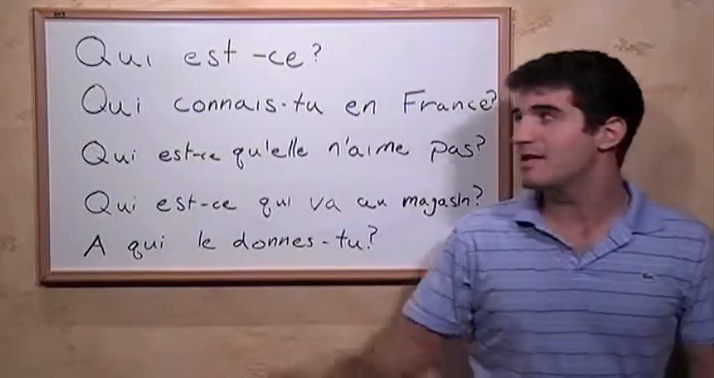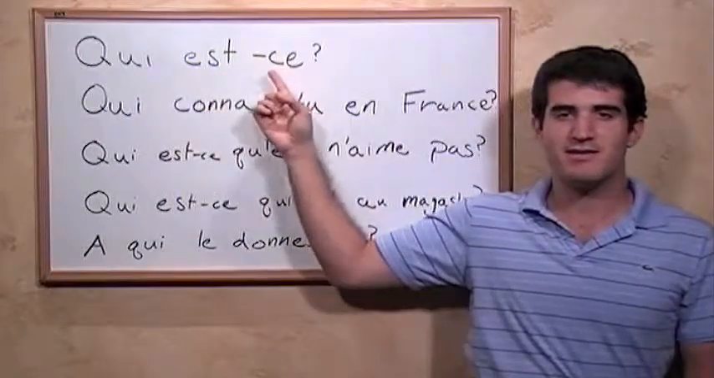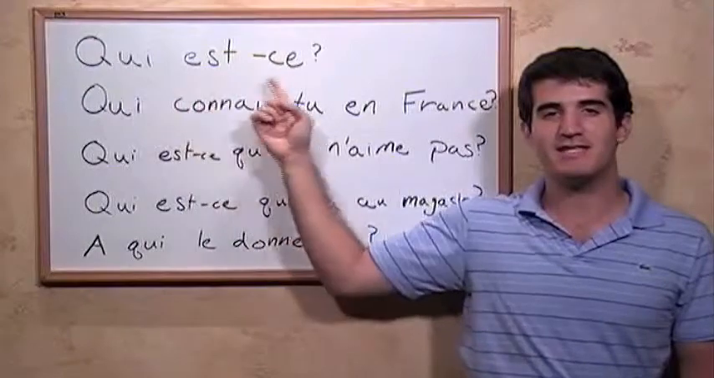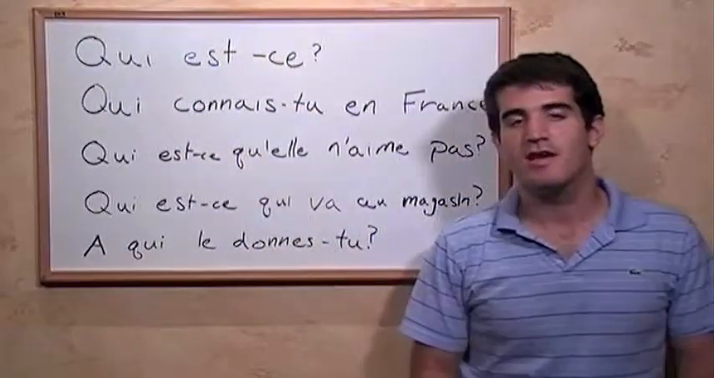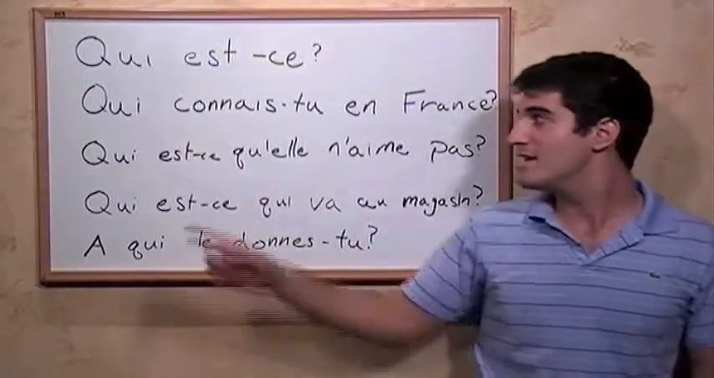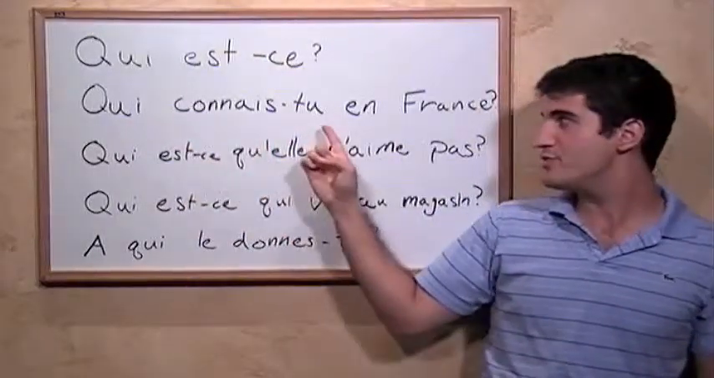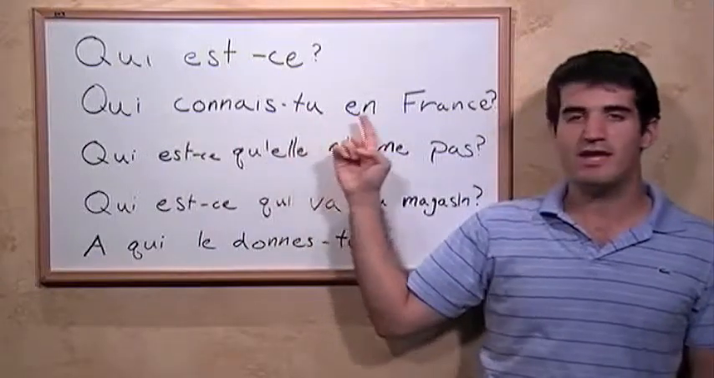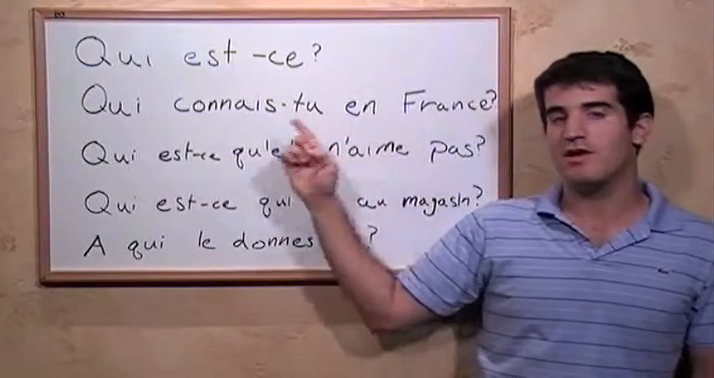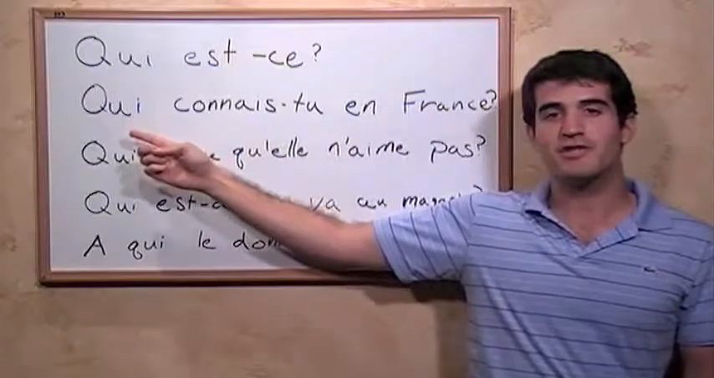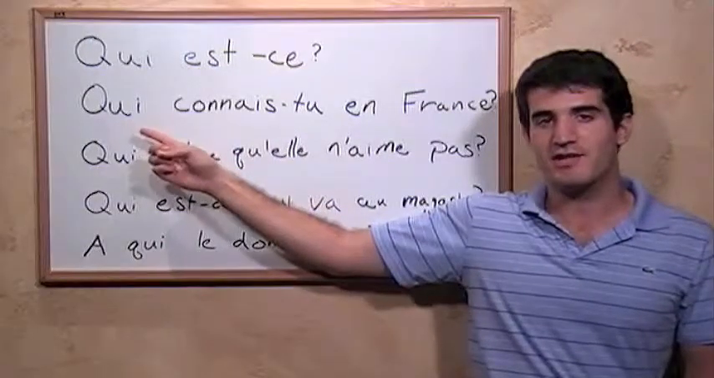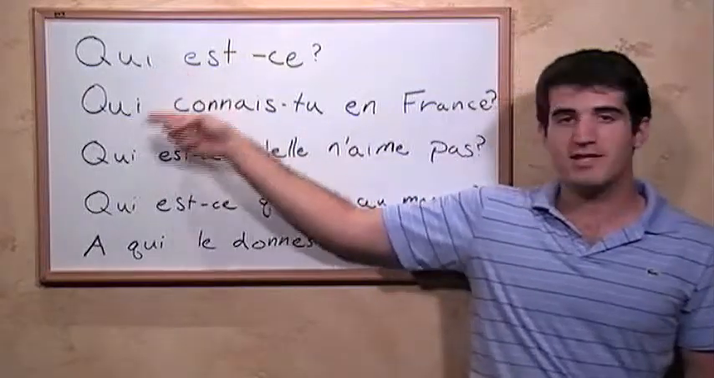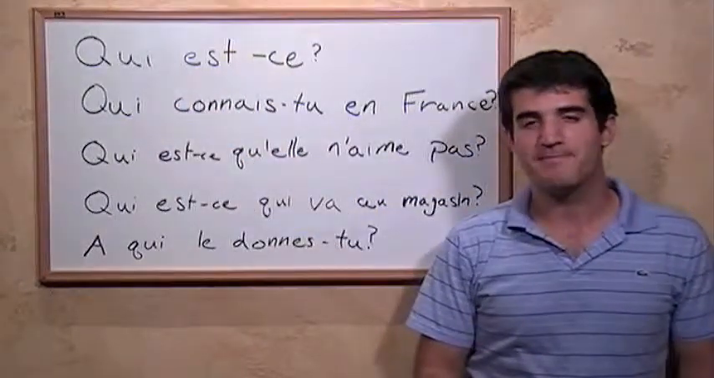So for example, qui est-ce means who is it? Qui est-ce? Another example of this is qui connais-tu en France? Who do you know in France? In this case, it actually means whom. It is the direct object. While in this case, it is who. It is the subject. But in both cases, we use the same word, qui.